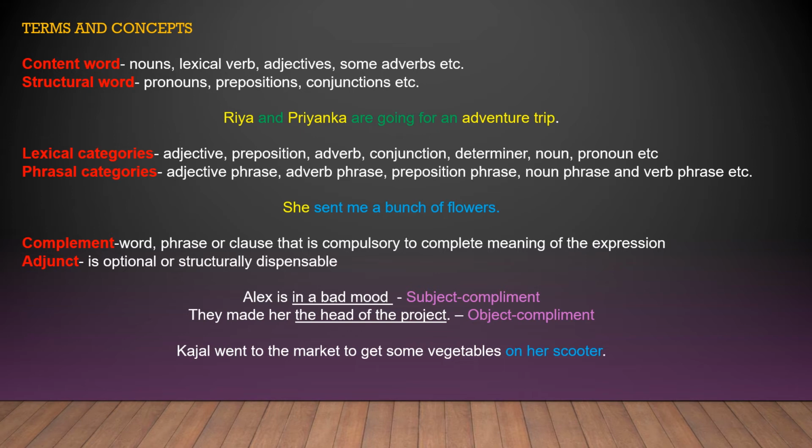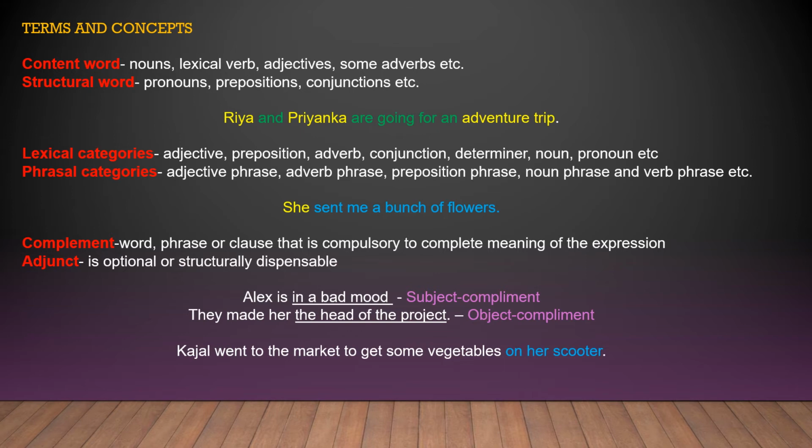And now we have complement and adjunct. Complement and adjunct are easy concepts. Complements are those parts of a sentence, it may be a word, a phrase, or a clause, but these are obligatory elements of a sentence. It is necessary to complete the expression, to complete the meaning.